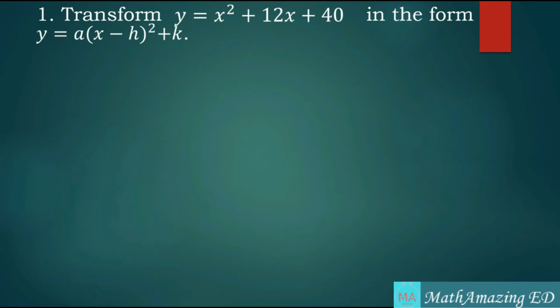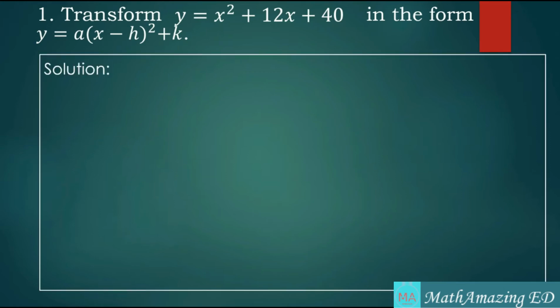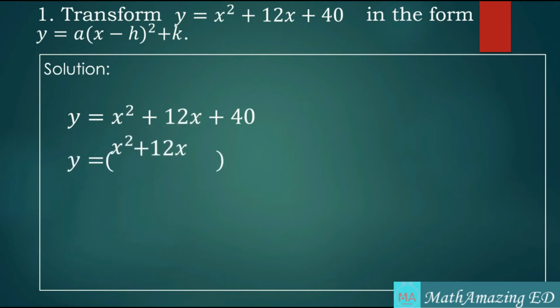For the first one, suppose you're going to transform y = x² + 12x + 40 in the form y = a(x − h)² + k. The first step in solving is of course getting the given value. So we have y = x² + 12x + 40. Then let us group the variables and the constant. For the variables, you have x² + 12x.